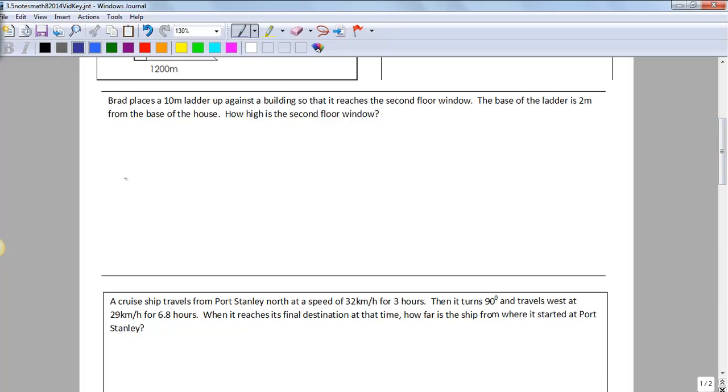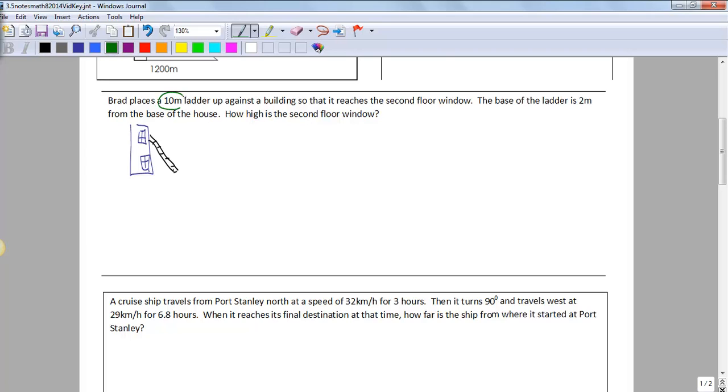But let's look at this one here. Now, all words, no picture. You're going to draw your own picture here. Brad places a 10-meter ladder up against a building so that it reaches the second floor window. So I'm just going to draw this. Here's a building, there's floor 1. Here's floor 2. He's going to get his ladder so it's leaning up against the building like this. Hopefully that kind of makes sense to you.